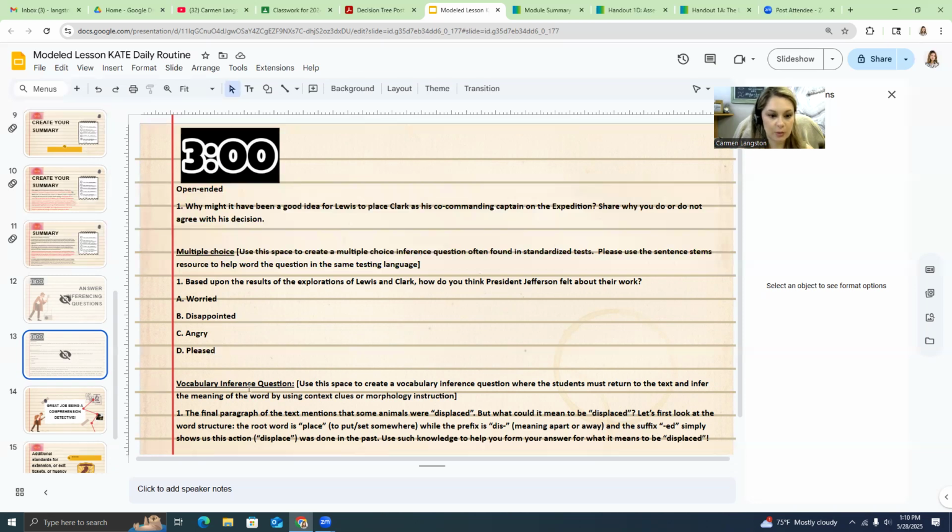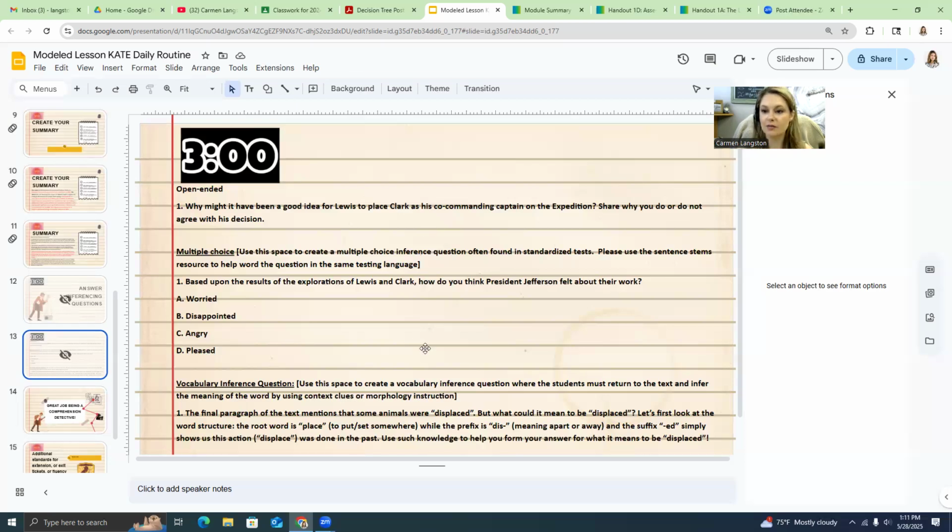And then there's also a vocabulary inferencing question that you can choose. The final paragraph of the text mentions that some animals were displaced. But what could it mean to be displaced? Let's first look at the word structure. The root is place, which means to put or set somewhere, while the prefix is dis, meaning apart or away from. And the suffix ed simply shows us that this is an action. To displace was done in the past. Use such knowledge to help you form your answer about what it means to be displaced.